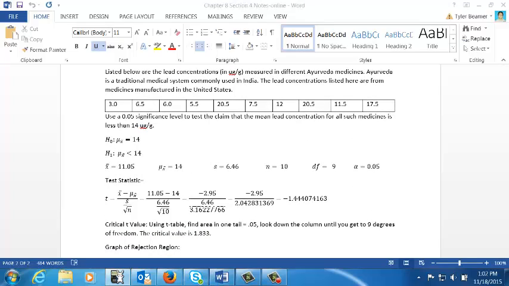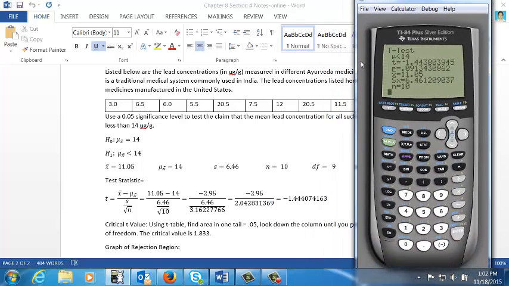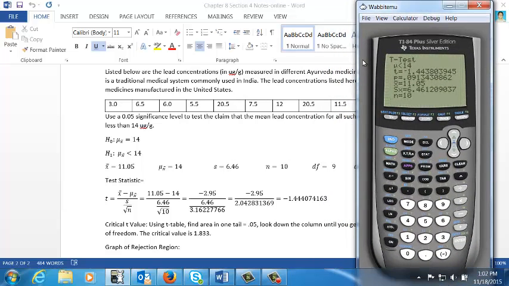So hopefully that helps you out with doing hypothesis testing about a mean given data. Hopefully you can use this on homework, quizzes, and tests.